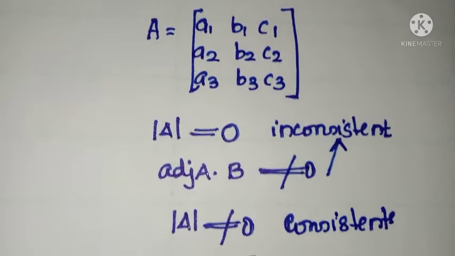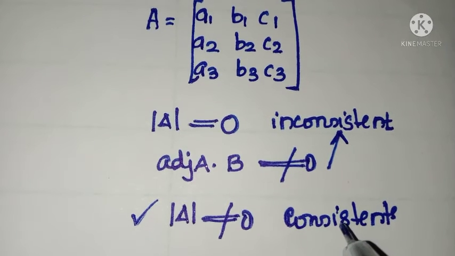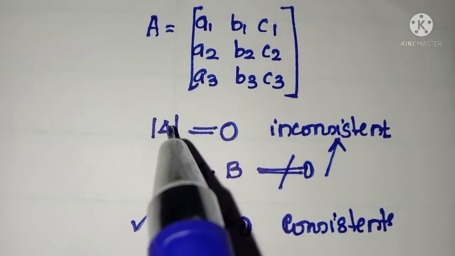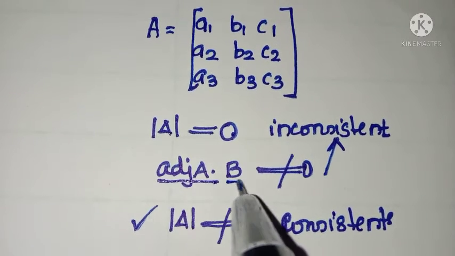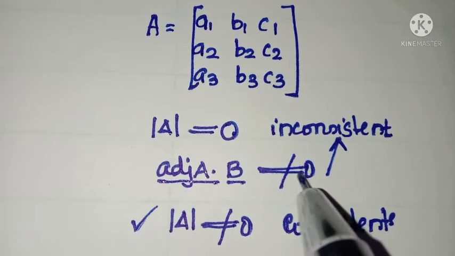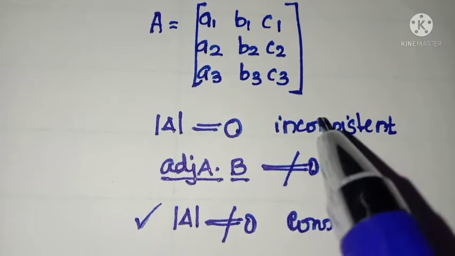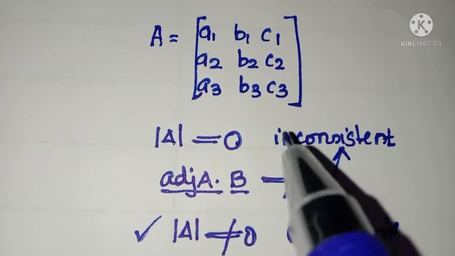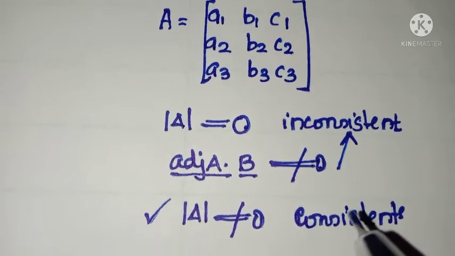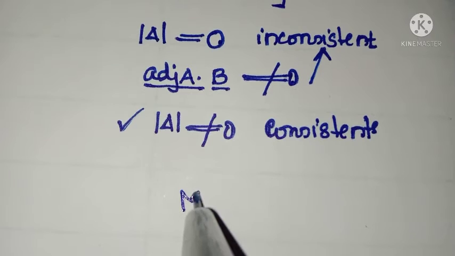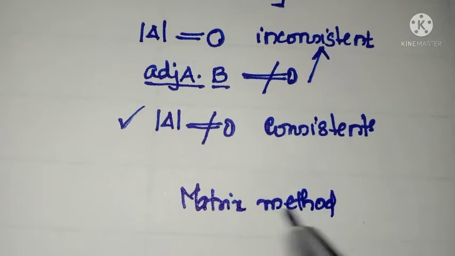So first you have to see the determinant value. If it is not equal to 0, then you can say the system is consistent. If determinant A equal to 0, then you see adjoint A into B. If this matrix is not equal to 0, then the system is inconsistent. In this manner, you can easily check whether the given system is consistent or inconsistent. Next, we have to see what the matrix method is.